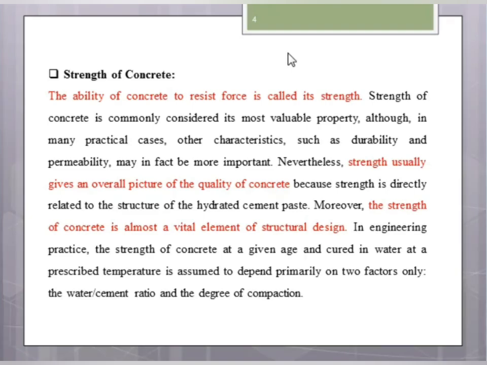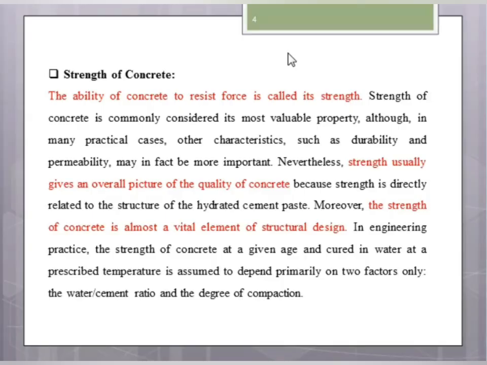The strength of concrete is commonly considered its most valuable property. Why? Because we can design our structural elements only on the basis of compressive strength. That is the grade of concrete. Whatever design we make, for example design of beam, columns, slab, foundation, in all those design calculations, the compressive strength is considered as the design parameter.